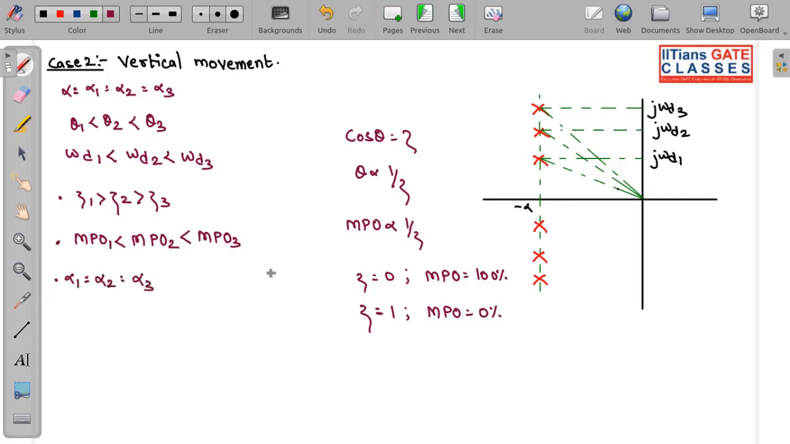Okay, so this we have over here. If alpha 1 equal to alpha 2 equal to alpha 3, that means settling time will also be the same. Okay, settling time will be same.